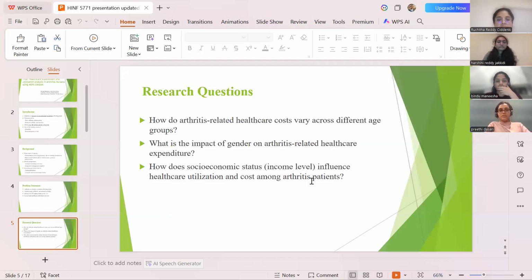What are the research questions that we're actually looking at? So there are three. How do arthritis-related healthcare costs vary across different age groups? What is the impact of gender on arthritis-related healthcare expenditure? And the last one is, how do socioeconomic statuses like income level influence the healthcare utilization and costs among arthritis patients?